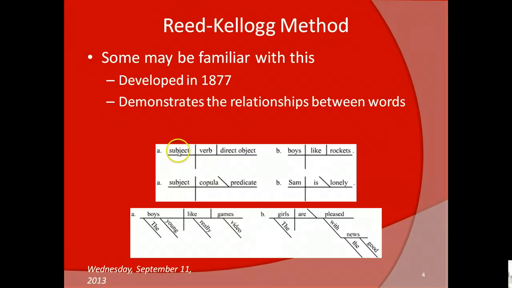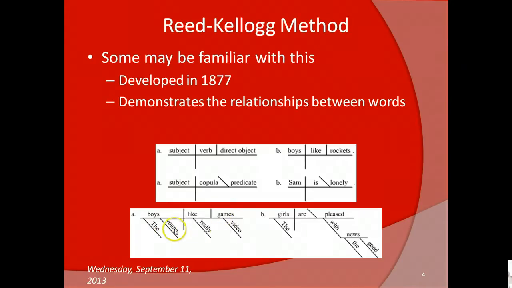I really don't like this method, but they have the subject on the left side of a vertical line, the verb on the right side, followed by a direct object if there is one. So you get something like boys like rockets. There you go. You have more complex sentences. The young boys really like video games. There we go. That's how you read that.